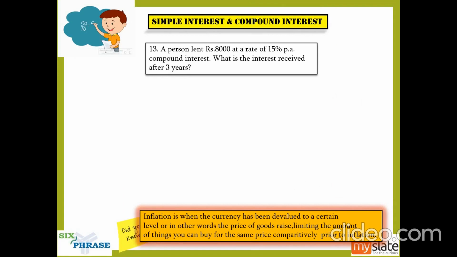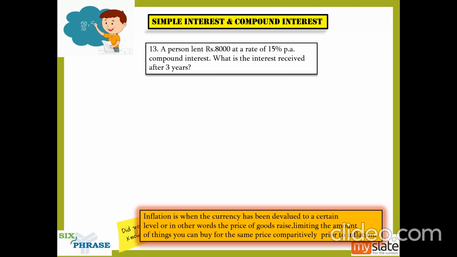A person lent rupees 8,000 at a rate of 15 percentage per annum compound interest. What is the interest received after 3 years? I hope you guys are looking at the did you know column at the bottom. Inflation is when the currency has been devalued to a certain level. Go through all the did you knows, guys. Replay the video, go through the did you knows.